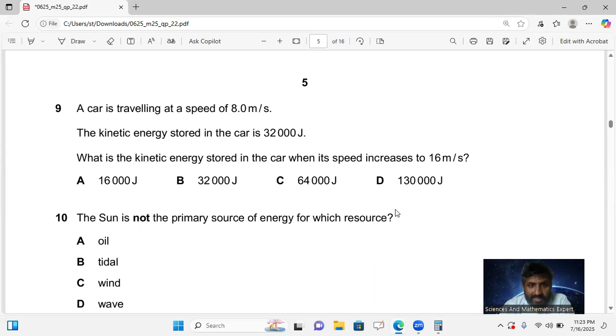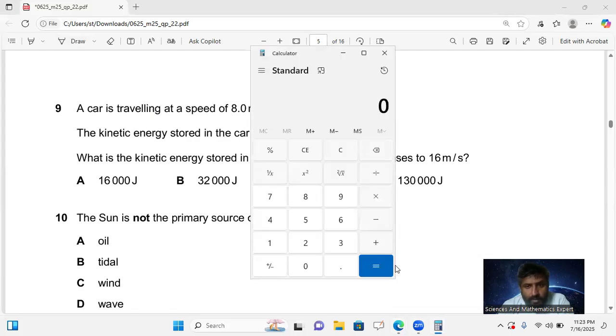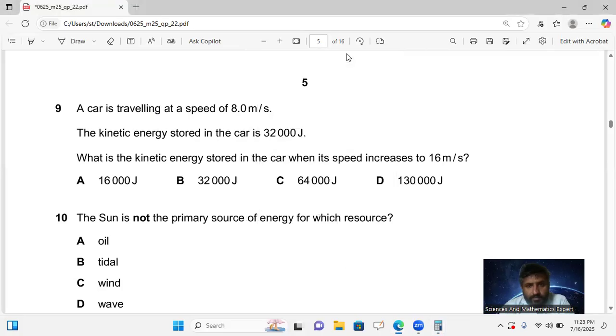So if I say 8 meter per second, 32,000. Speed is doubled. It means it should go 4 times. So 32,000 multiplied by 4 equals 128,000. If I round it off, then I can say it is going towards this option D.